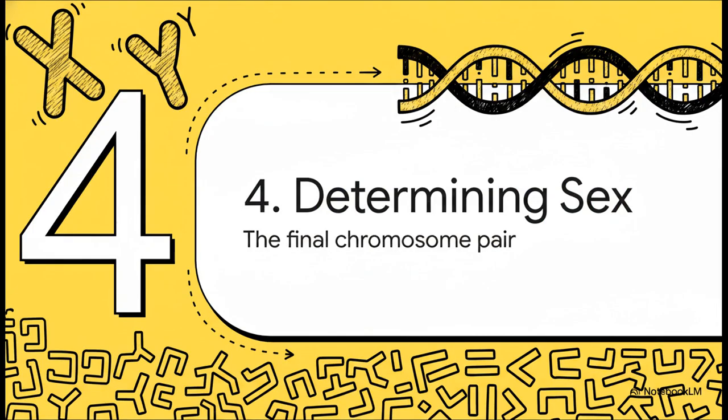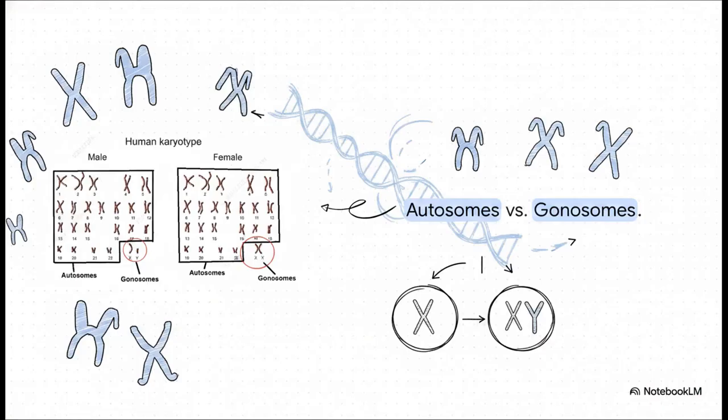Section 4. Determining genetic sex. Reading the final chapter of chromosomes. When you look at a full karyotype, it lays out all the chromosomes found inside a somatic cell. And you'll notice how the first 22 pairs, our autosomes, are virtually identical in males and females. But that final pair, the gonosomes, that changes everything. Females possess 2 X chromosomes, while males possess 1 X and 1 Y. That single specific genetic combination is what determines biological sex.